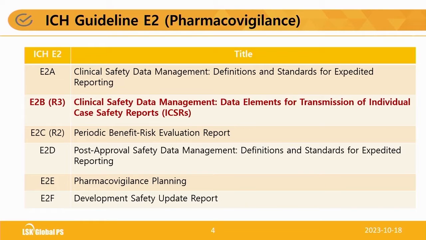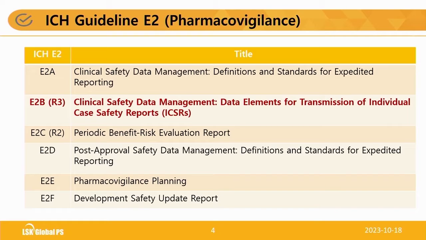So we're talking about the ICH guideline, and E2 is a section on pharmacovigilance. There are so many subgroups under E2. So we have E2A, B, C, D, E, F, and for A and D, they are about expedited reporting and terminology, post-market and pre-market, and then RMP and GCR, PPR, RER. Those kinds of report regulations or provisions are provided there. But today we will be talking about E2B R3.